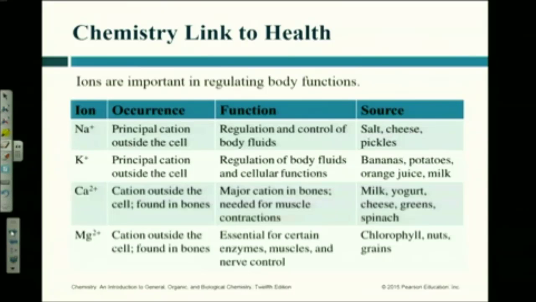Now, calcium, we all know where you find calcium in your body. It's in your bones, right? Your bones are an ionic compound built, one of the things in it is calcium. You need lots of calcium. It's also important for muscle contraction, sending signals. Now, magnesium is especially important in muscle contraction and for nerve impulses.